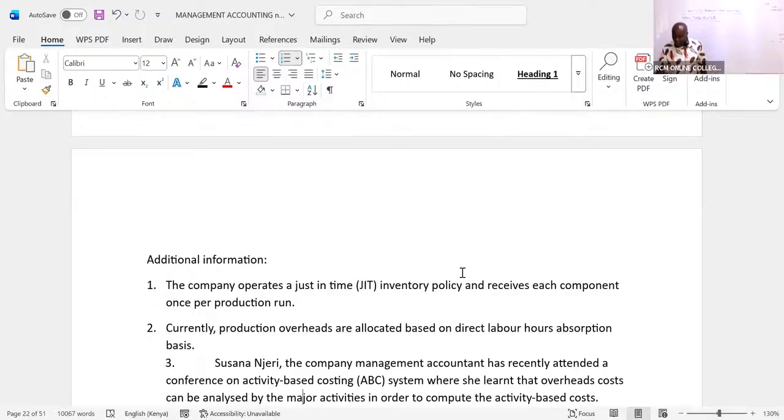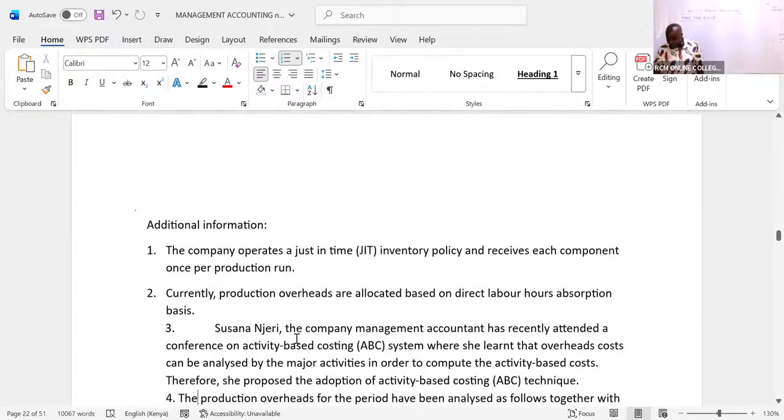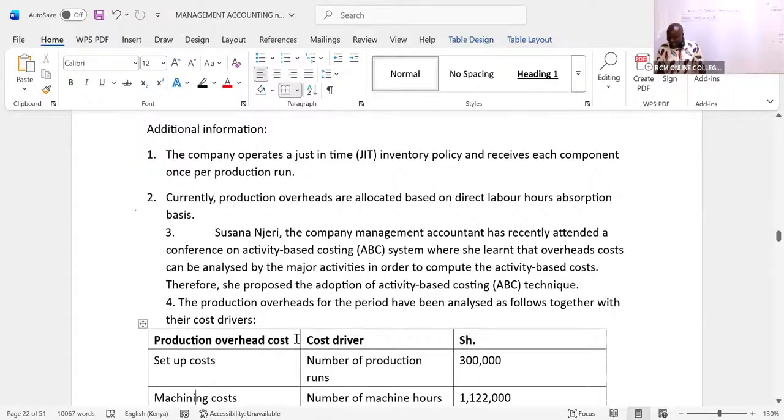Currently, production overheads are allocated based on direct labor hours absorption basis. Susanna Njeri, the company's management accountant, has recently attended a conference on the activity-based costing system, where she learned that overhead costs can be analyzed by the major activities in order to compute activity-based costs. Therefore, she proposed the adoption of the ABC technique.